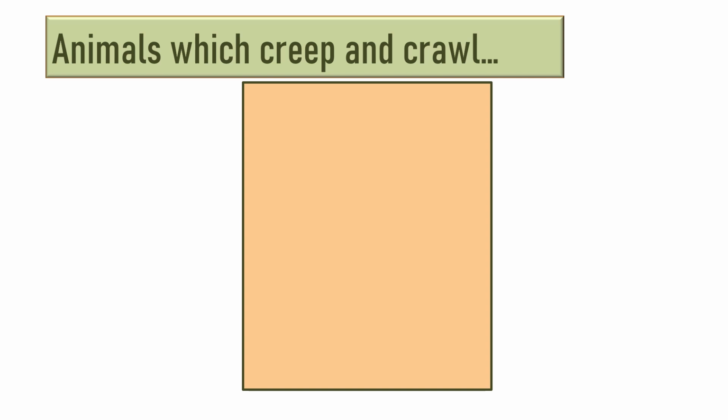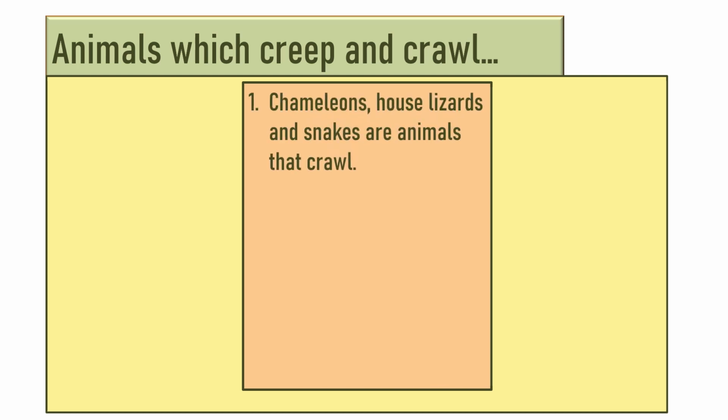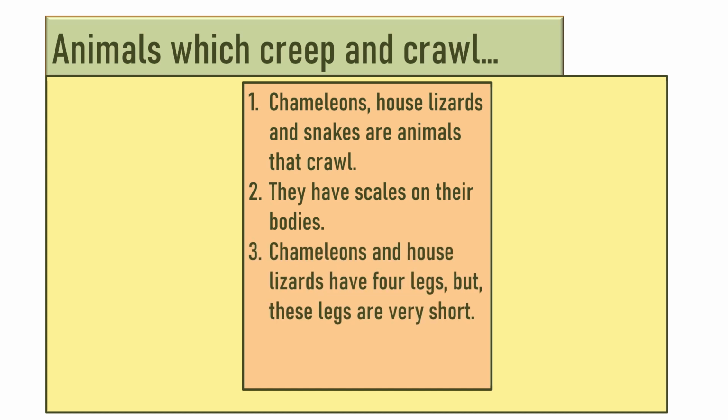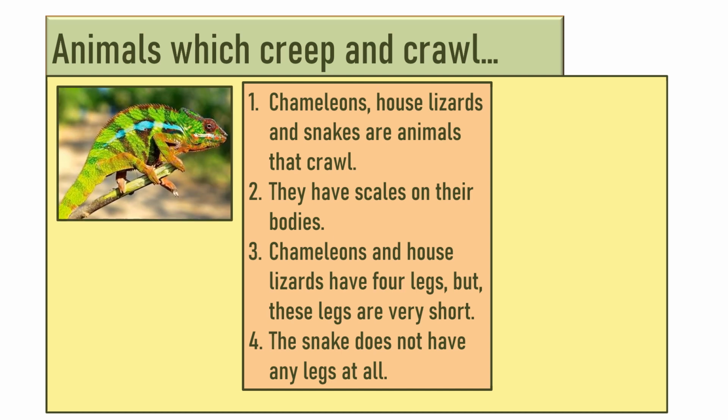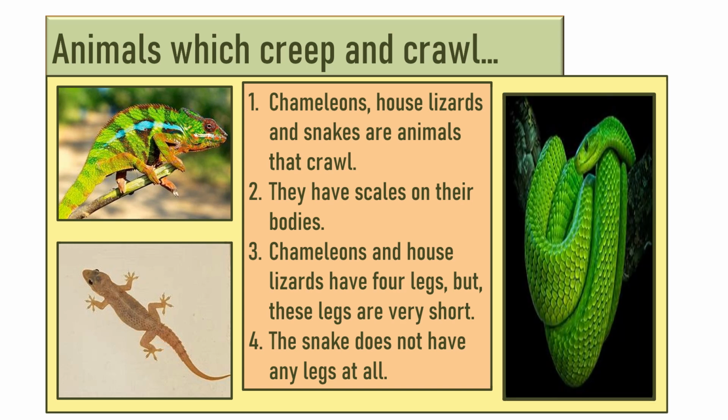The next category is animals which creep and crawl. Let's try to understand their characteristics with the help of a few examples. Chameleons, house lizards, and snakes are animals that crawl. They have scales on their bodies. Chameleons and house lizards have 4 legs, but these legs are very short. The snake does not have any legs at all. This is a chameleon, this is a house lizard, and this one is a snake. Can you observe these characteristics here?